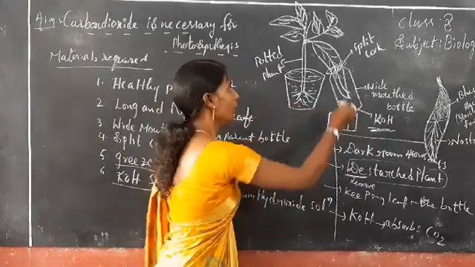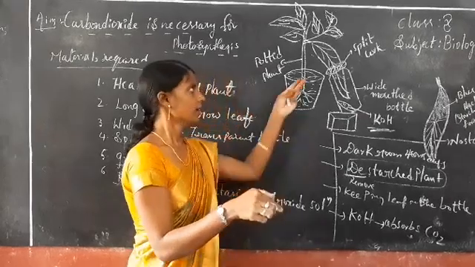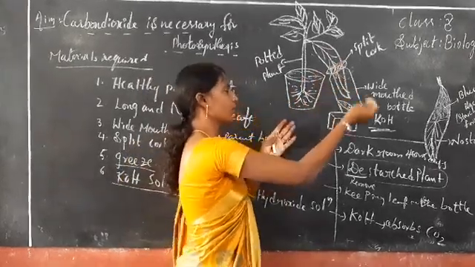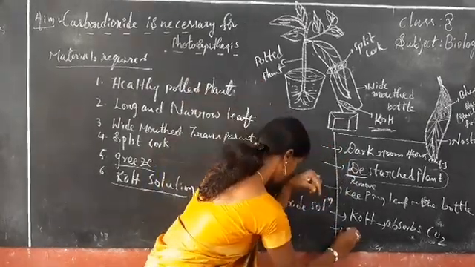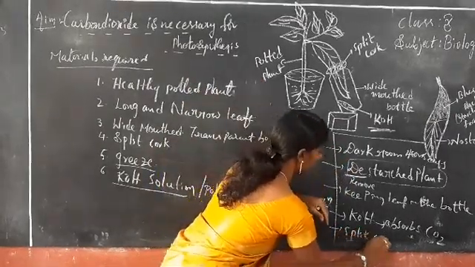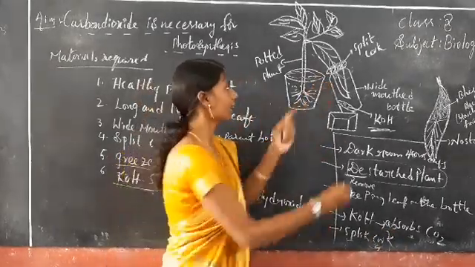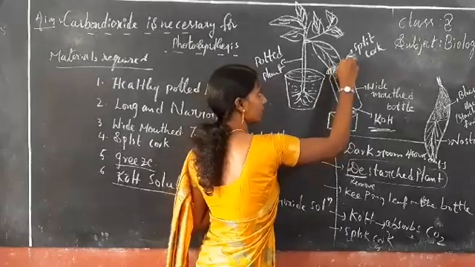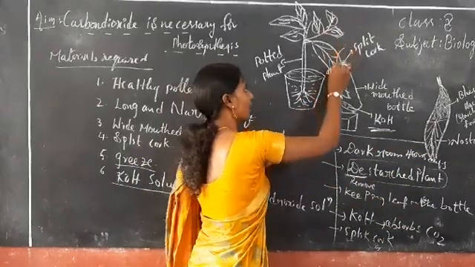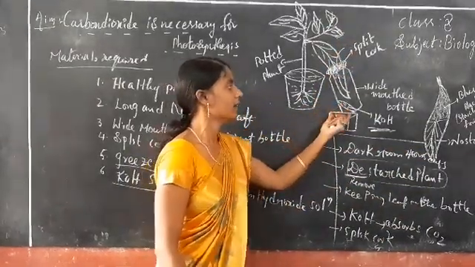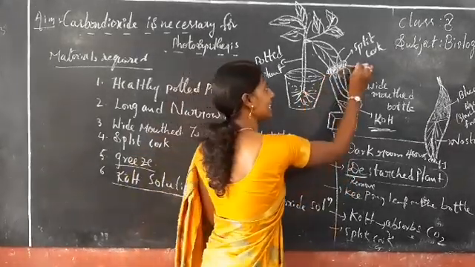Let us insert that long and narrow leaf. And finally we take the split cork. With the help of this split cork we insert the leaf through the split. Okay, the split cork, and inside that we have inserted the leaf. Finally, we apply the grease here. Why are we applying grease? In case any other CO2 or any other gas goes inside that bottle, the result is not done properly. That's why we are applying grease.